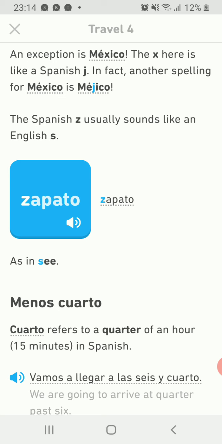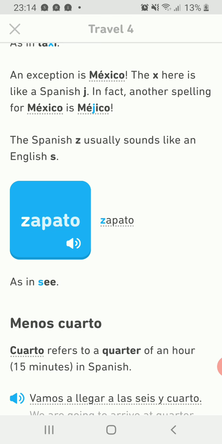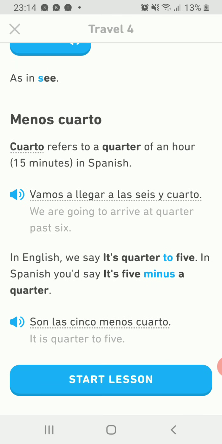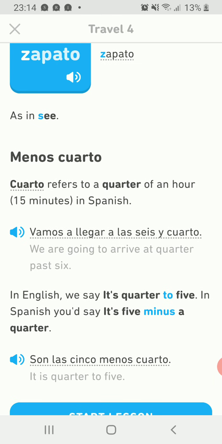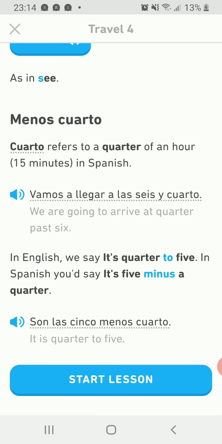So the Spanish letter Z, or Zed, yes, in British English, we should say Zed. So I think we also don't say tomato, but we say tomato in British English. So the Spanish Z, it's not Zed, Z usually sounds like an English S. Zapato, shoes, and menos cuarto. So this is how you read time.